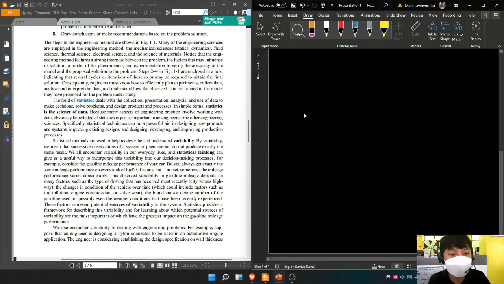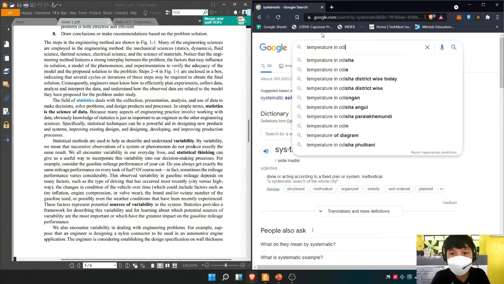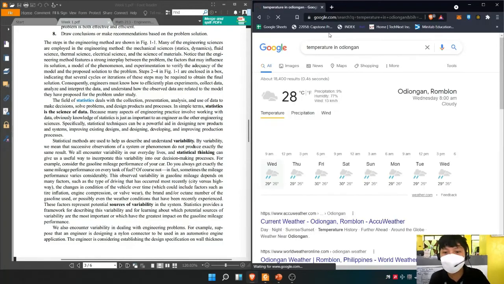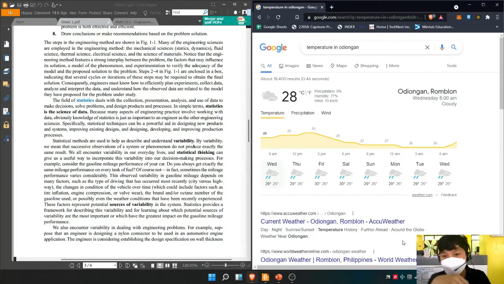Now, go to the variability. Statistical methods are used to help describe and understand variability. Now, kanina pa natin napapansin yung variability, di ba? Now, this is a good example of variability: temperature in Najongan. Let's try this one. As you can see here, the temperature in Najongan is changing. Maybe today is 28, later in the afternoon it's around 29, 29, 28, 27, 27, 26, 26. Now, the temperature in a given day changes. Hindi lang nga given day eh. Every minute, every second, nagbabago yung temperature.